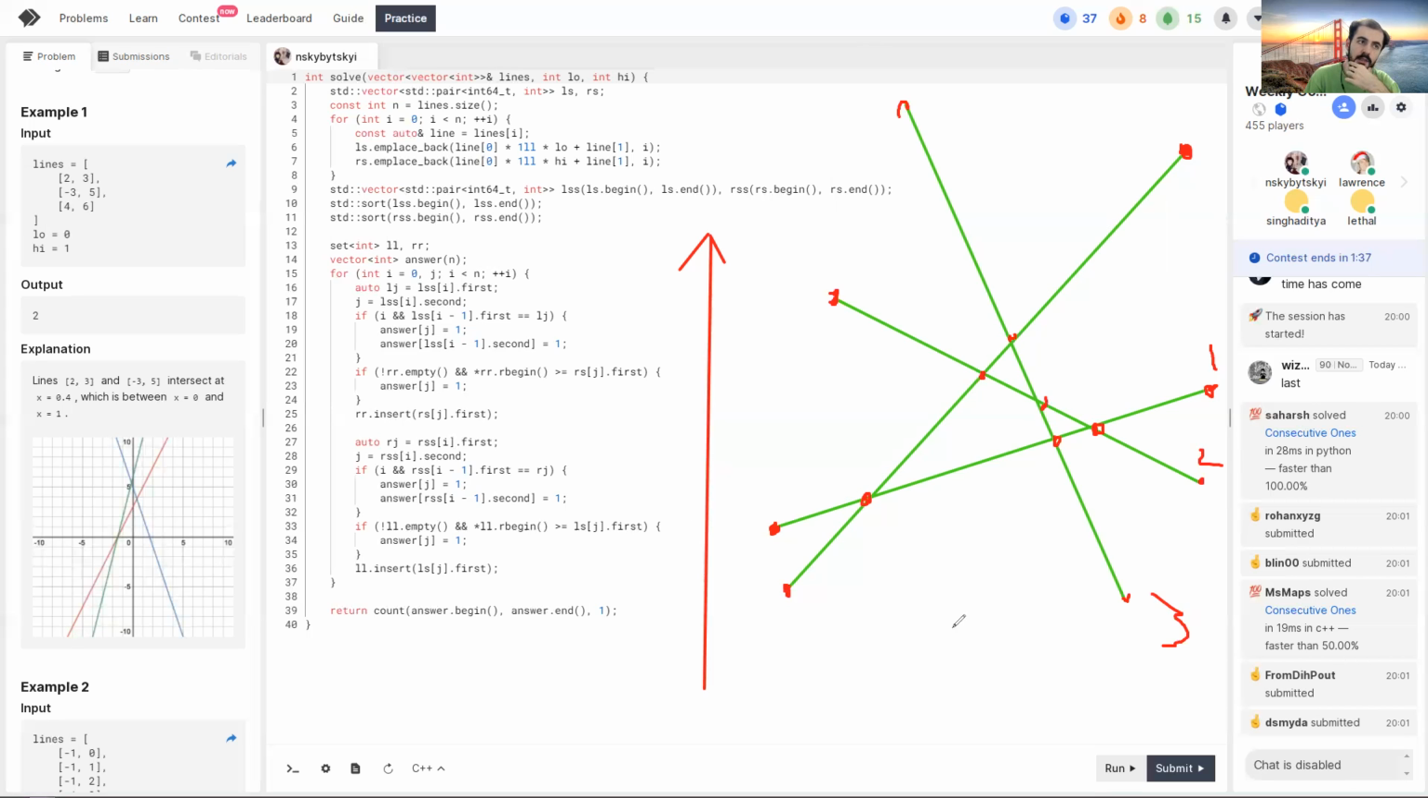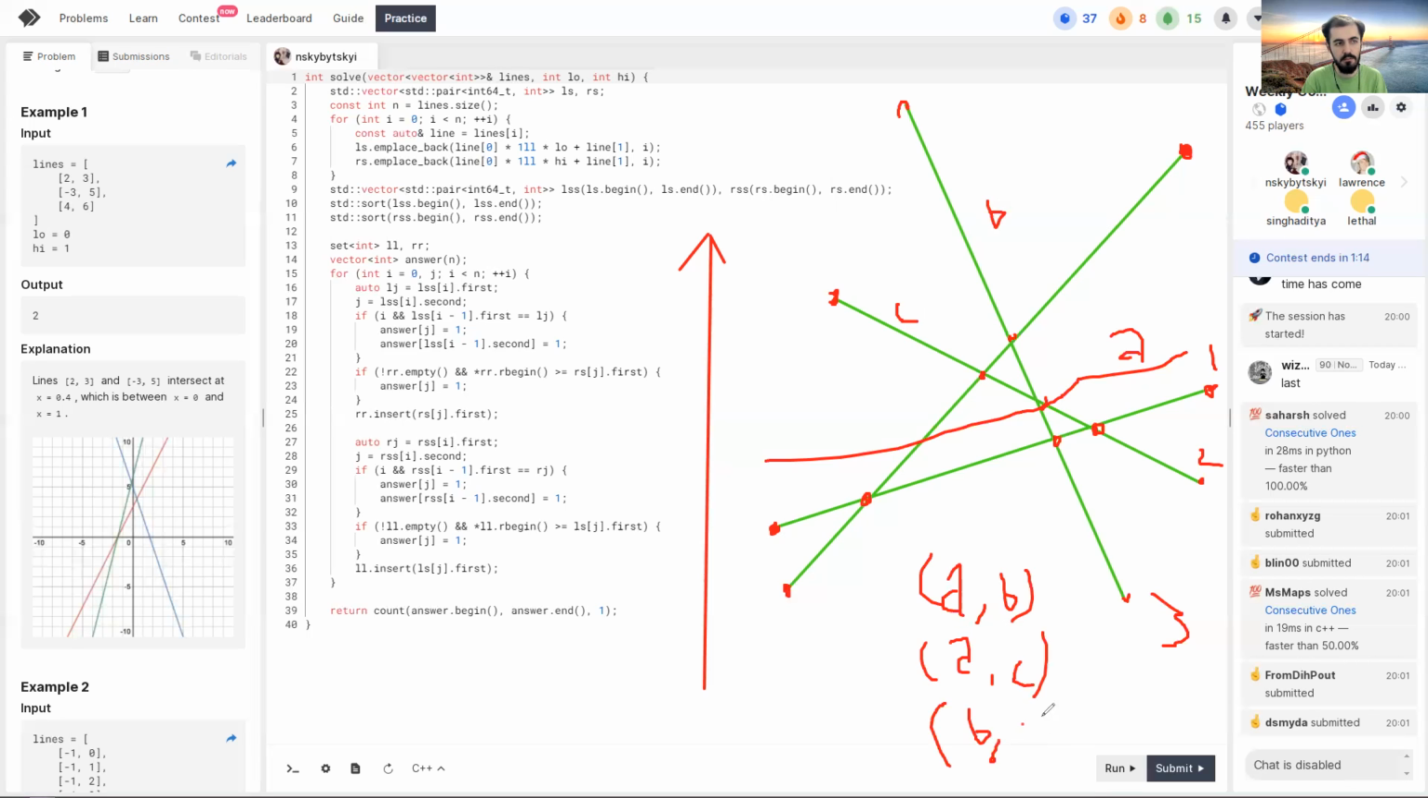Also, note that it counts the number of pairs of lines that intersect. It does not count the number of points of intersection. You can have 3 lines through 1 point: this is line A, this is line B, this is line C. It will count A intersects B, A intersects C, and B intersects C. So it does not count points of intersection, it counts pairs of lines that intersect.